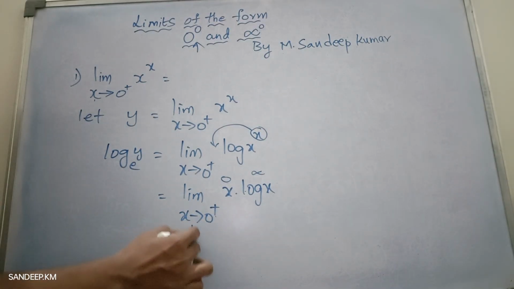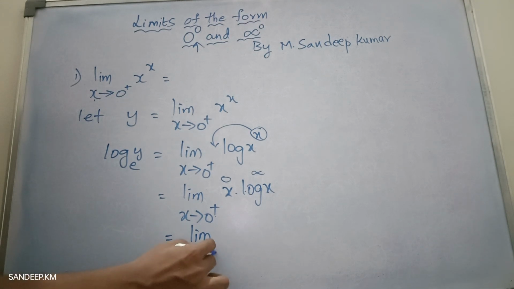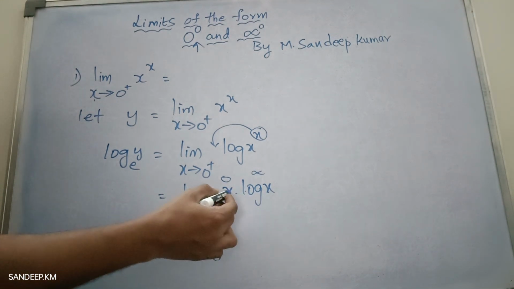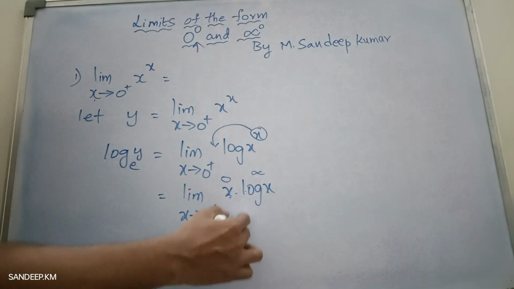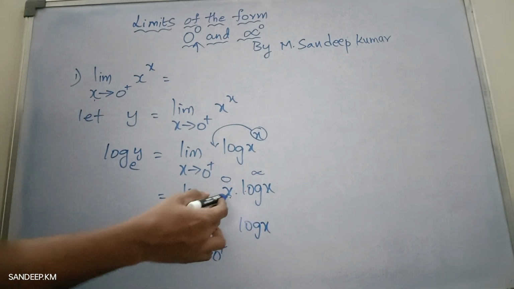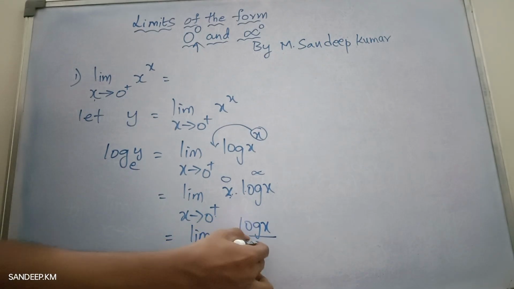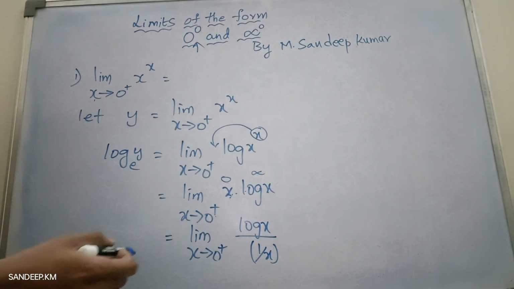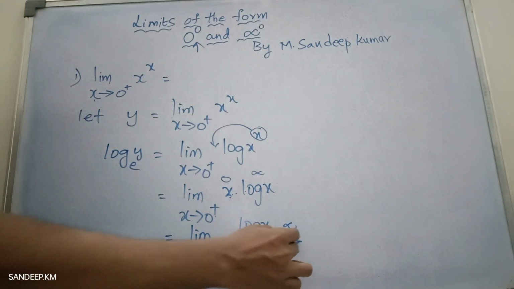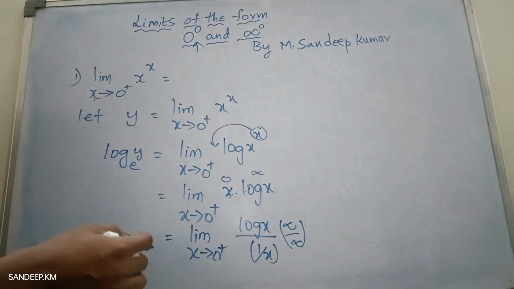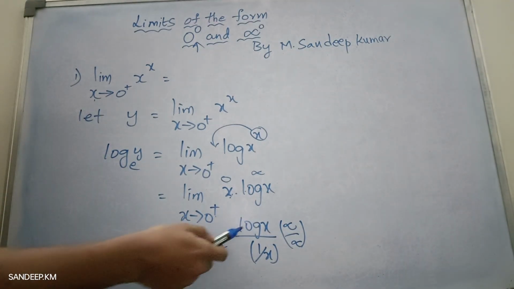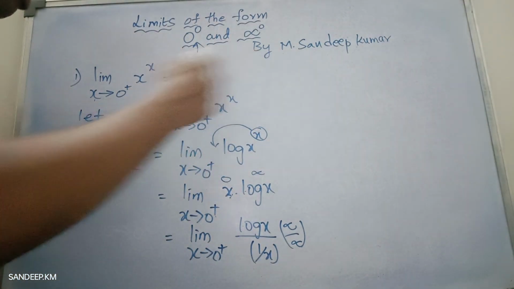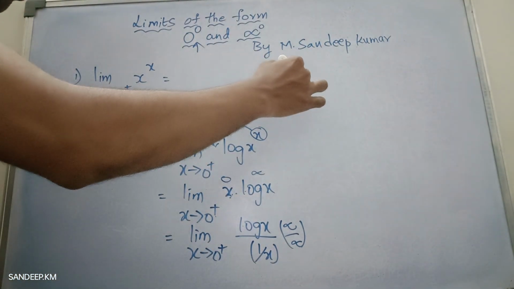So in the next step, limit x approaches 0 plus. I won't take log x to the denominator, but I'll take x to the denominator. So in the numerator, we will have log x, and x, if it goes to the denominator, becomes divided by 1 by x. Now it is in the form of infinity by infinity. So we can easily apply L'Hospital's rule. What is it? Numerator's derivative divided by denominator's derivative. So log y base e, we are finding log y base e.